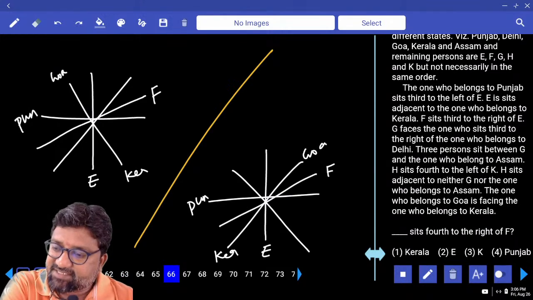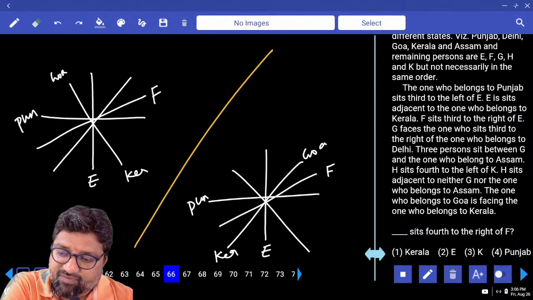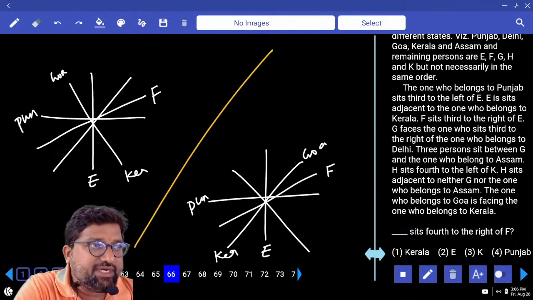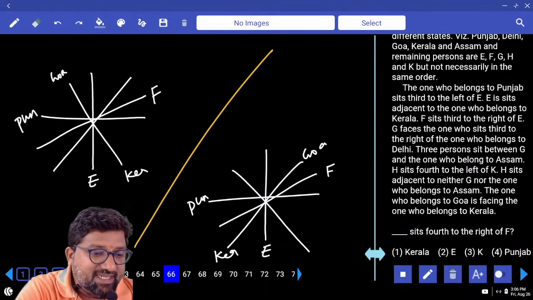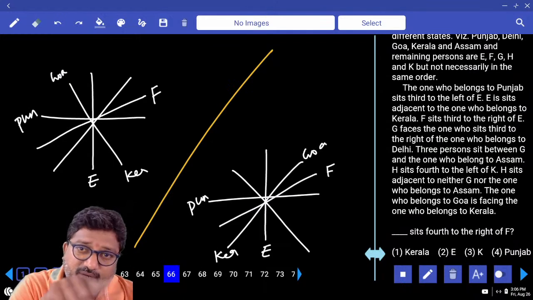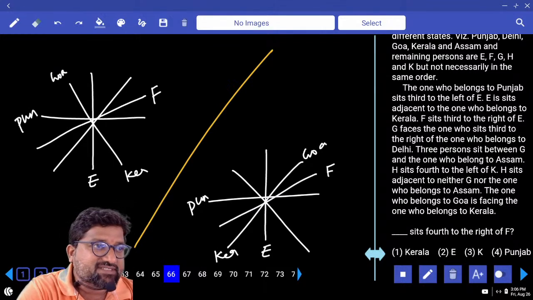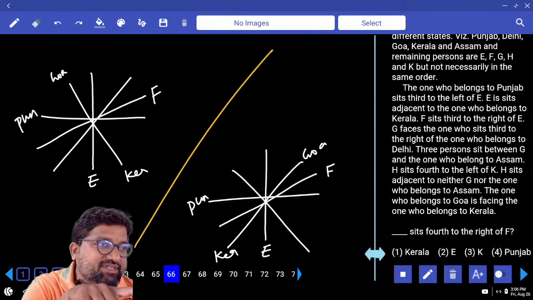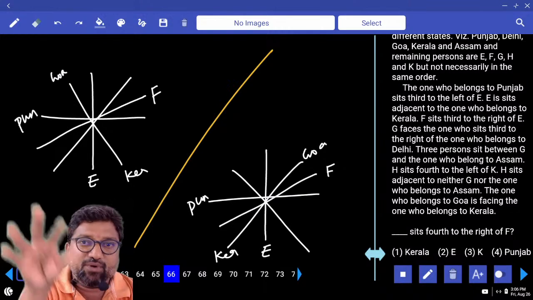G faces the one who sits third to the right of the one who belongs to Delhi. What did you understand from this clue? Whoever is third to the right of Delhi, opposite to that person is G. This is what you observe.